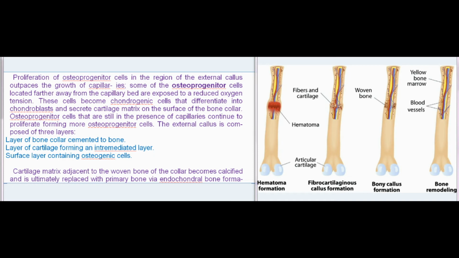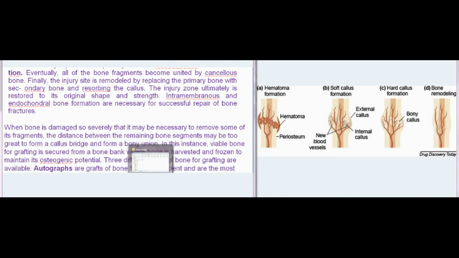The external callus is composed of 3 layers: a layer of bone collar cemented to bone, a layer of cartilage forming an intermediate layer, and a surface layer containing osteogenic cells. Cartilage matrix adjacent to the woven bone of the collar becomes calcified and is ultimately replaced with primary bone via endochondral bone formation. Eventually, all of the bone fragments become united by cancellous bone.